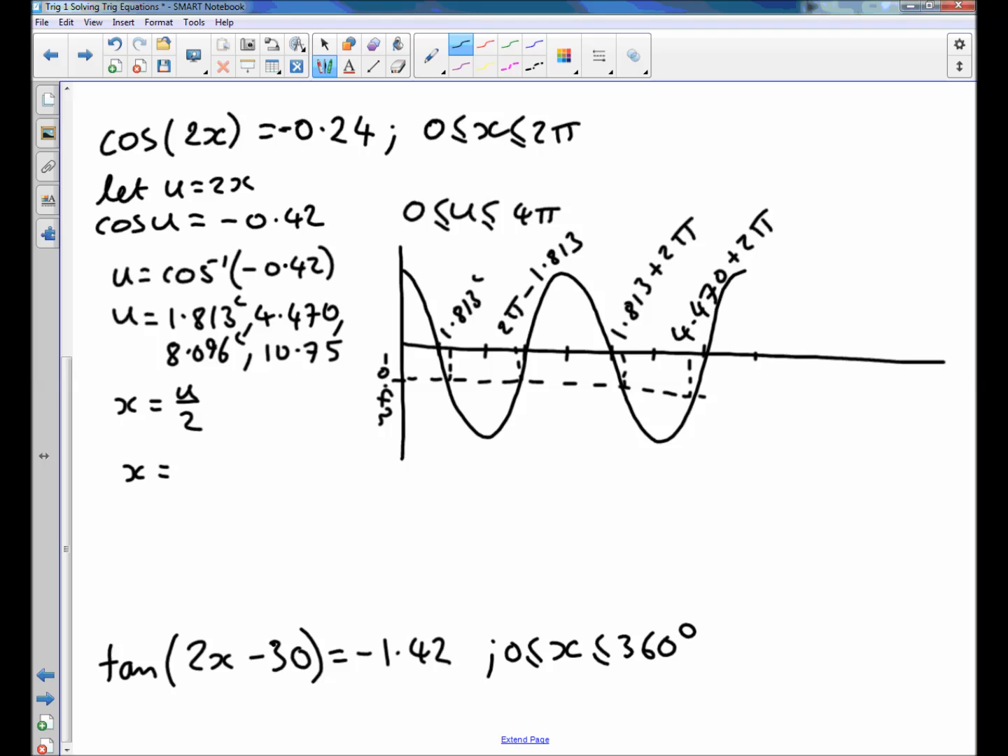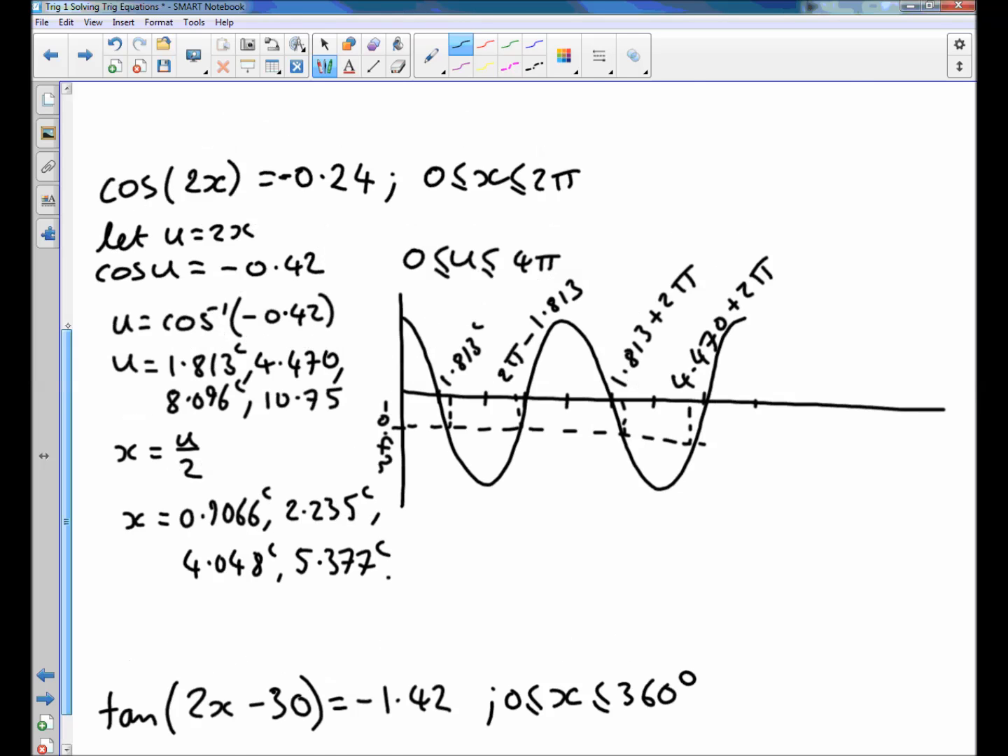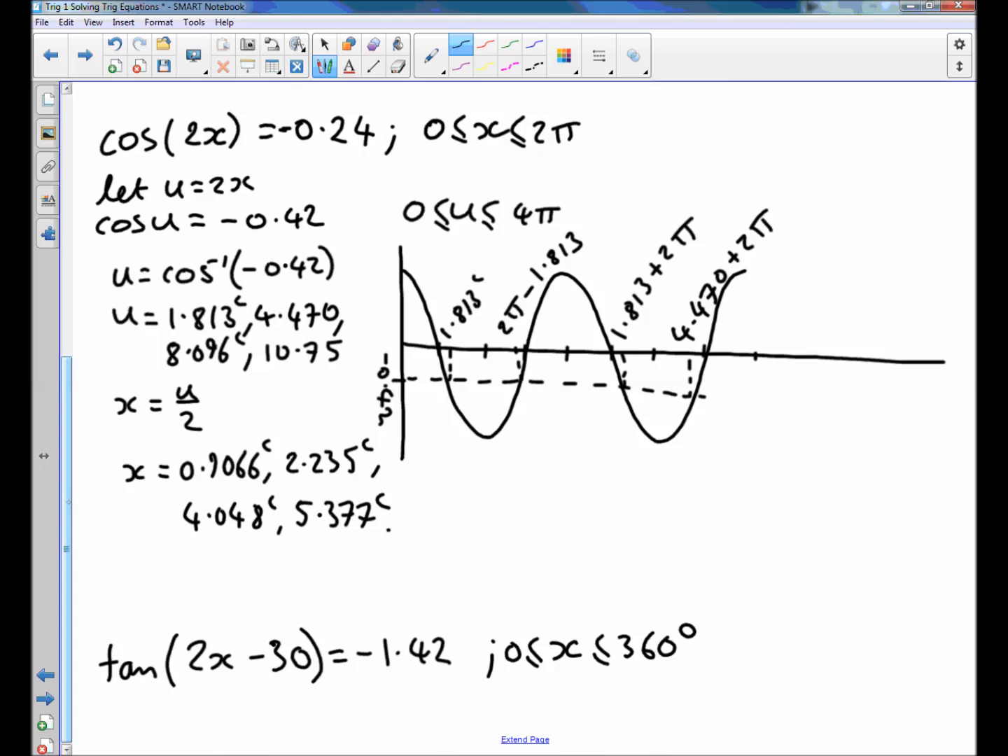So that gives me 0.9066 radians, 2.235 radians, 4.048 radians, and 5.377 radians. Okay. So, now we've looked at two equations where we've had a translation and a stretch.